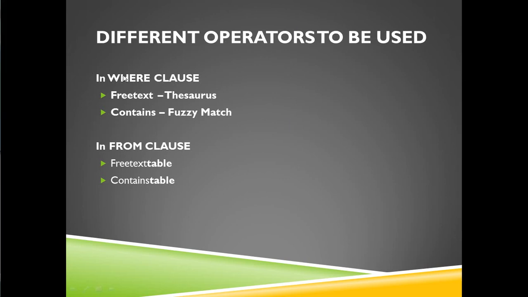Some of the operators are the freetext operator, which uses the thesaurus, and you could enter actual sentences and compare them against sentences. And then you have the contains. The contains works on a word by word basis. So you could only have one word which you enter in the contains statement, and each of the separate words that you're comparing to your column must be separated by ORs or ANDs. The freetext and the contains operators must go in the where clause. And then in the from clause, you can have the freetexttable and the containstable operators.